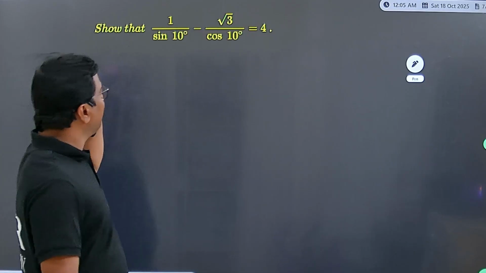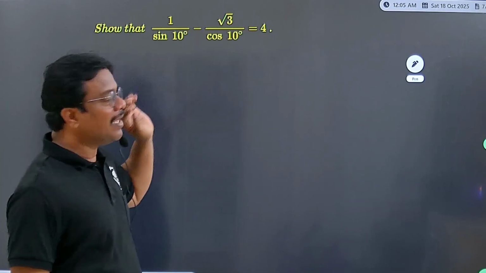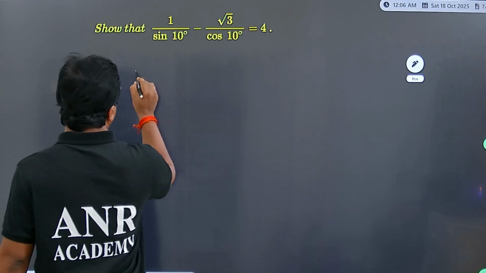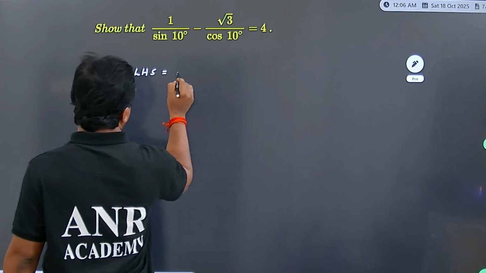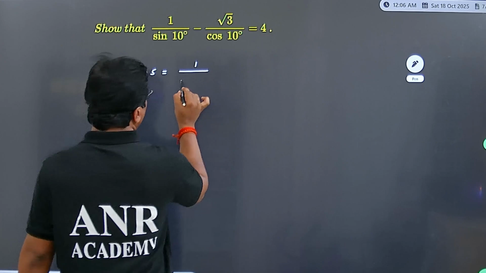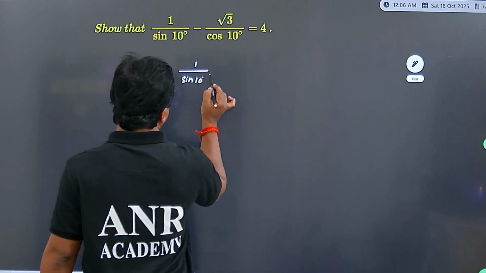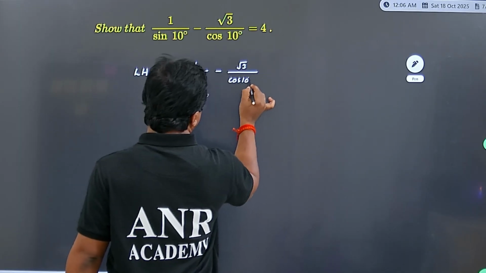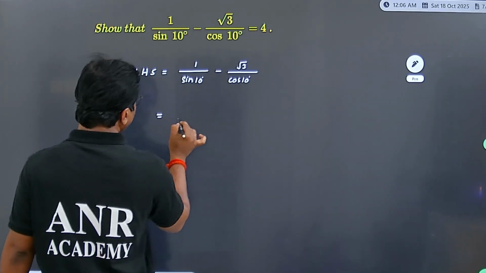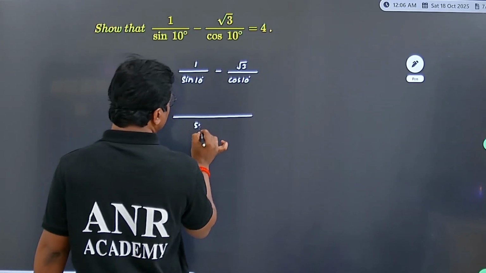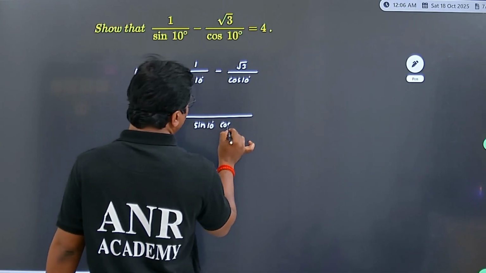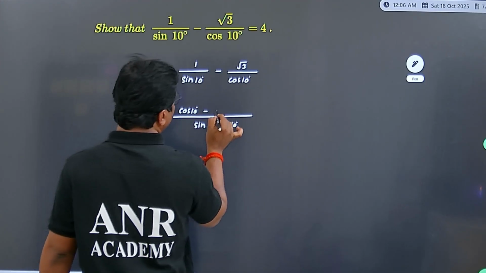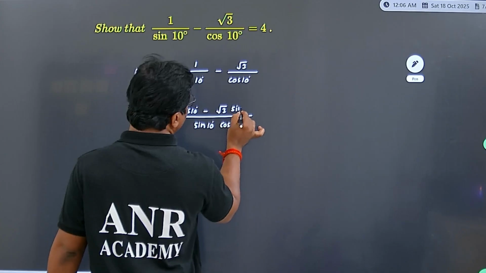Show that 1 by sine 10 degrees minus root 3 by cos 10 degrees is equal to 4. In the LHS part you have 1 divided by sine 10 degrees minus root 3 divided by cos 10 degrees. Taking the LCM sine 10 degrees into cos 10 degrees, 1 into cos 10 is cos 10, minus root 3 into sine 10 degrees.